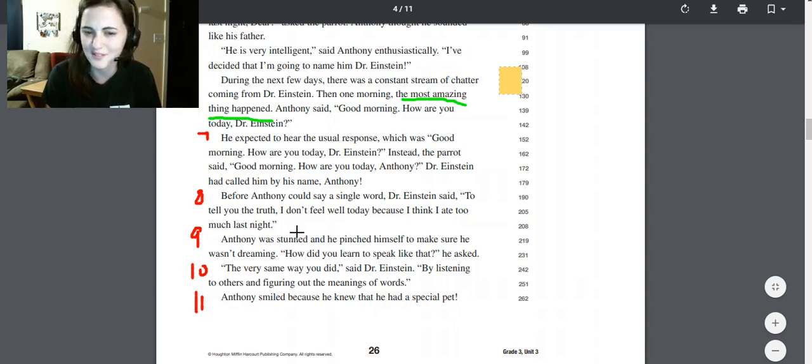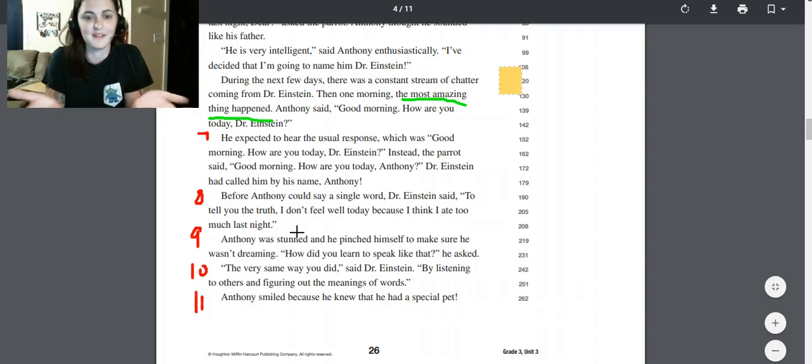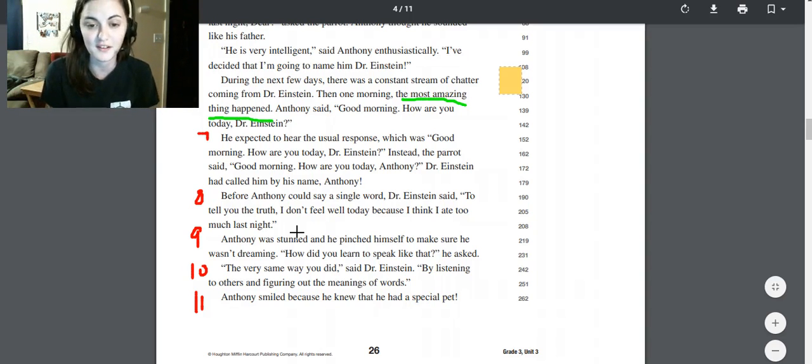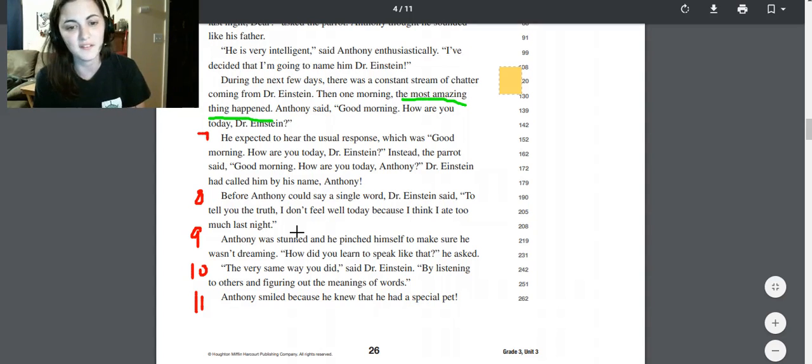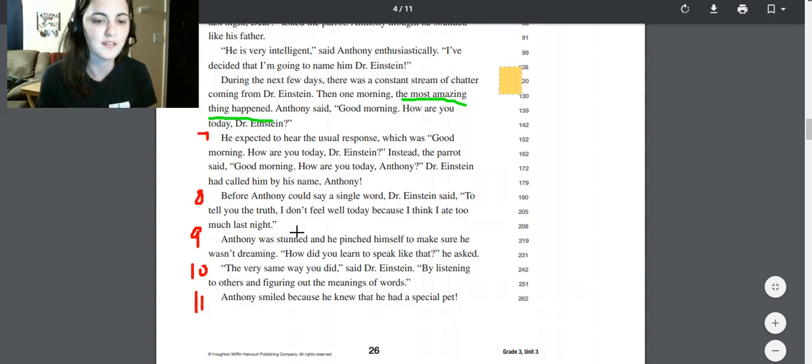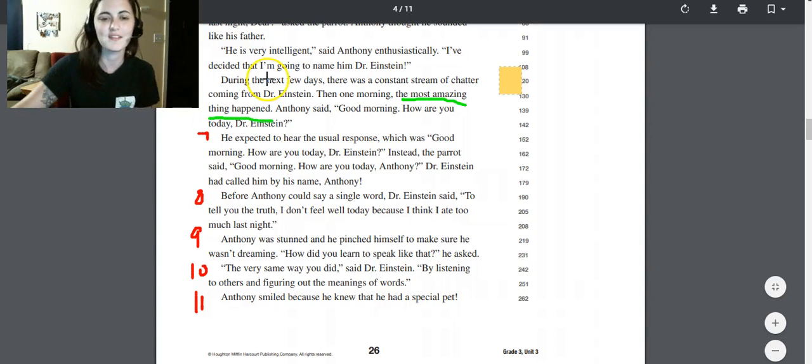"How did you learn to speak like that?" he asked. "The very same way you did," said Dr. Einstein, "by listening to others and figuring out the meanings of words." Anthony smiled because he knew he had a special pet.